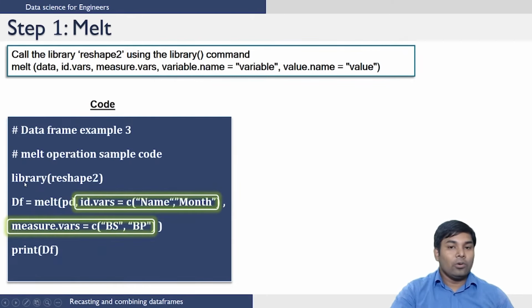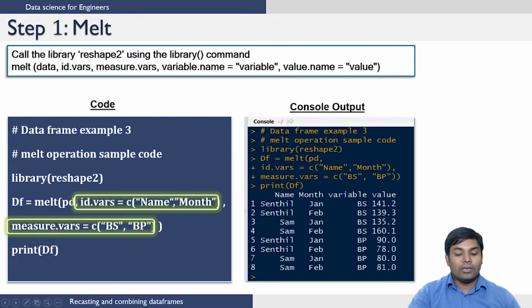We first have to load the library reshape2, which contains the functions melt and cast. So the syntax we have seen: for melt, you need to pass the data frame which you want to melt, and you also have to specify the identifier variables in that data frame and the measurement variables that you are passing. Once you do this, the initial data frame will become like this.